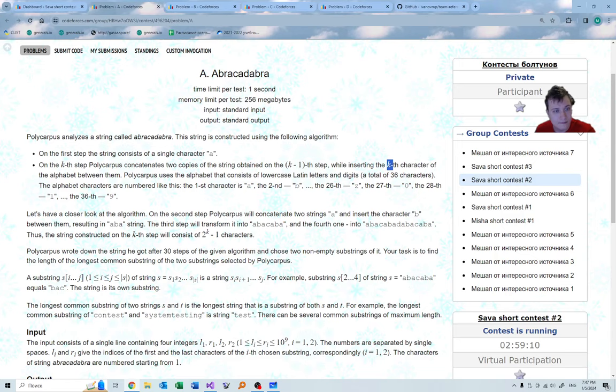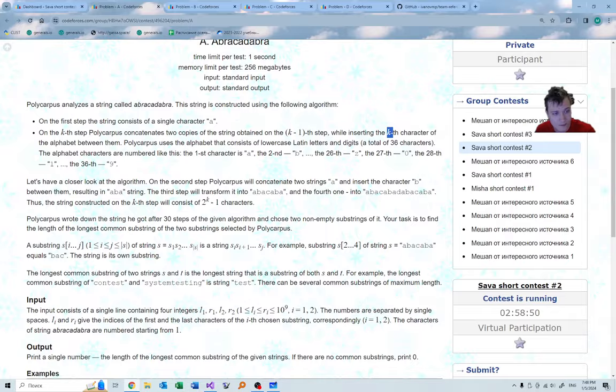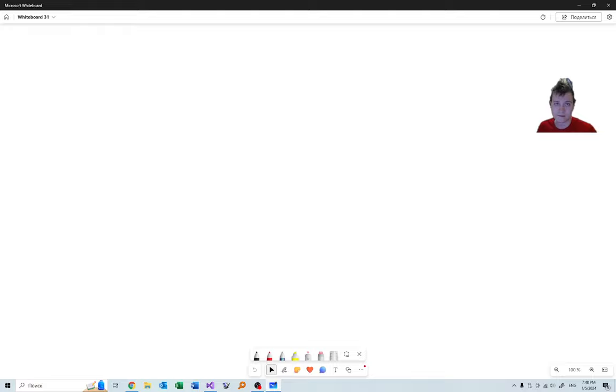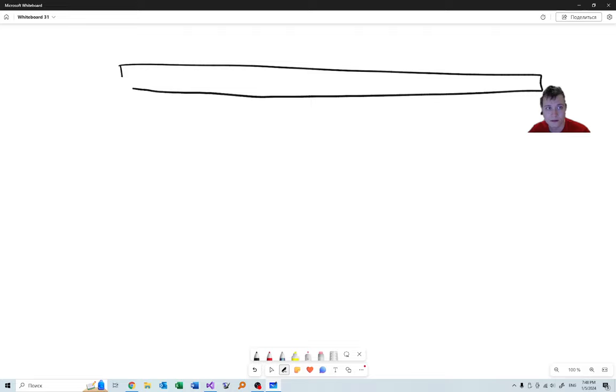Polycarpus wrote down the string he got after 30 steps of the given algorithm. 30? Okay. And he chooses two non-empty substrings of it. Your task is to find the length of the longest common substring of the two substrings selected by Polycarpus. So we have two strings, and we need to find two equal substrings of them.